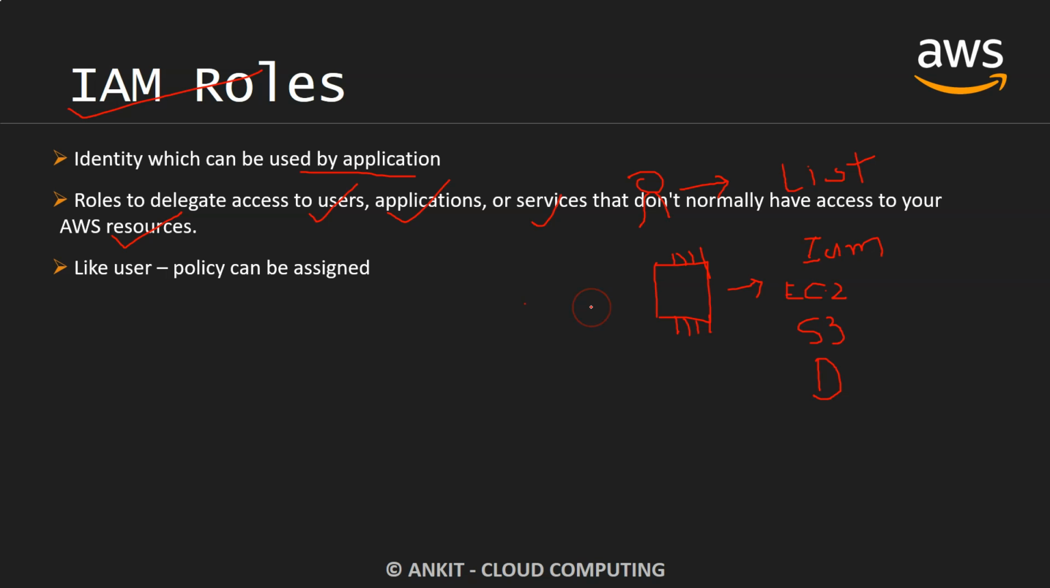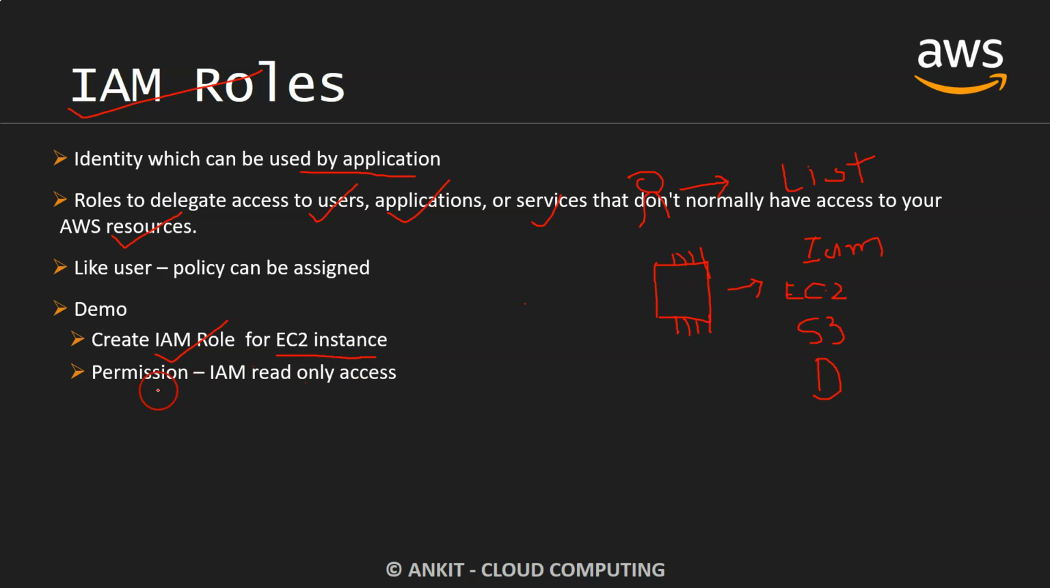So how are we going to perform the complete demo? First, we are going to create one IAM role for the EC2 instance. That means whatever you are going to create is for the EC2 machine. Afterwards, we are going to attach some permission. Let's say I just want to provide my EC2 instance IAM read-only access. So first I'll attach that policy to the IAM role. Then we are going to create the EC2 instance, and from the EC2 instance we'll simply test.